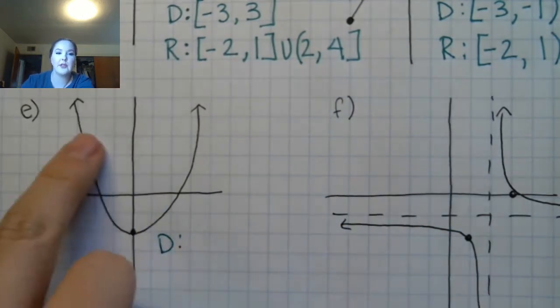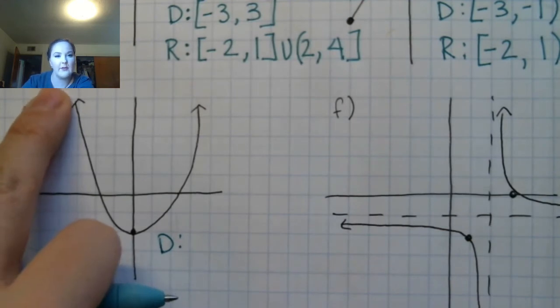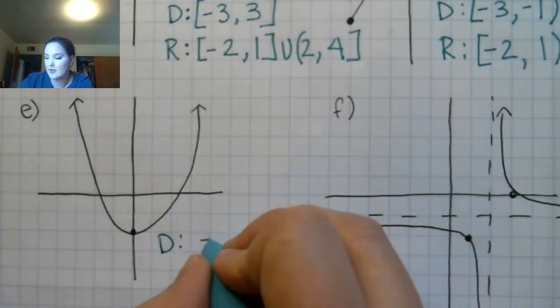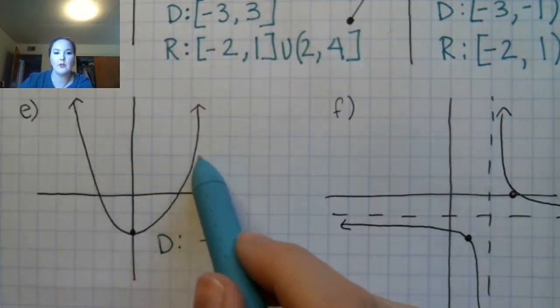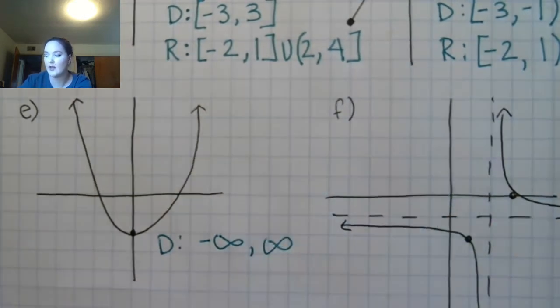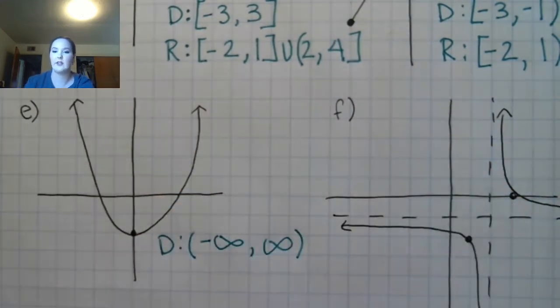Now the domain for this one, we're going to start on the far left. Well, this arrow points off to the left, meaning it continues off to the left. So that goes to -infinity. Then we're going to go to the right. Now that continues off to the right, so that goes to +infinity. And we always use parentheses with the infinity symbol.